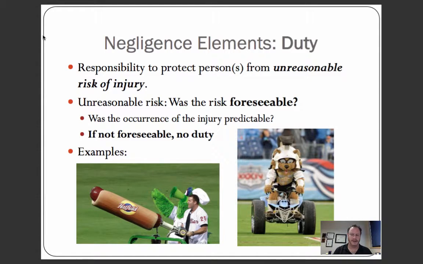We've got on the right here a mascot who actually at one time, this mascot for the Tennessee Titans allegedly ran over the foot of a visiting team quarterback during halftime, and that quarterback sued the mascot as well as the Tennessee Titans, under the law of negligence. So the question becomes, was the risk of harm of the mascot running over your foot with an ATV during halftime, is that a foreseeable risk of harm? I'd be curious for you guys to chime in to let me know whether you think that is a foreseeable risk of harm.